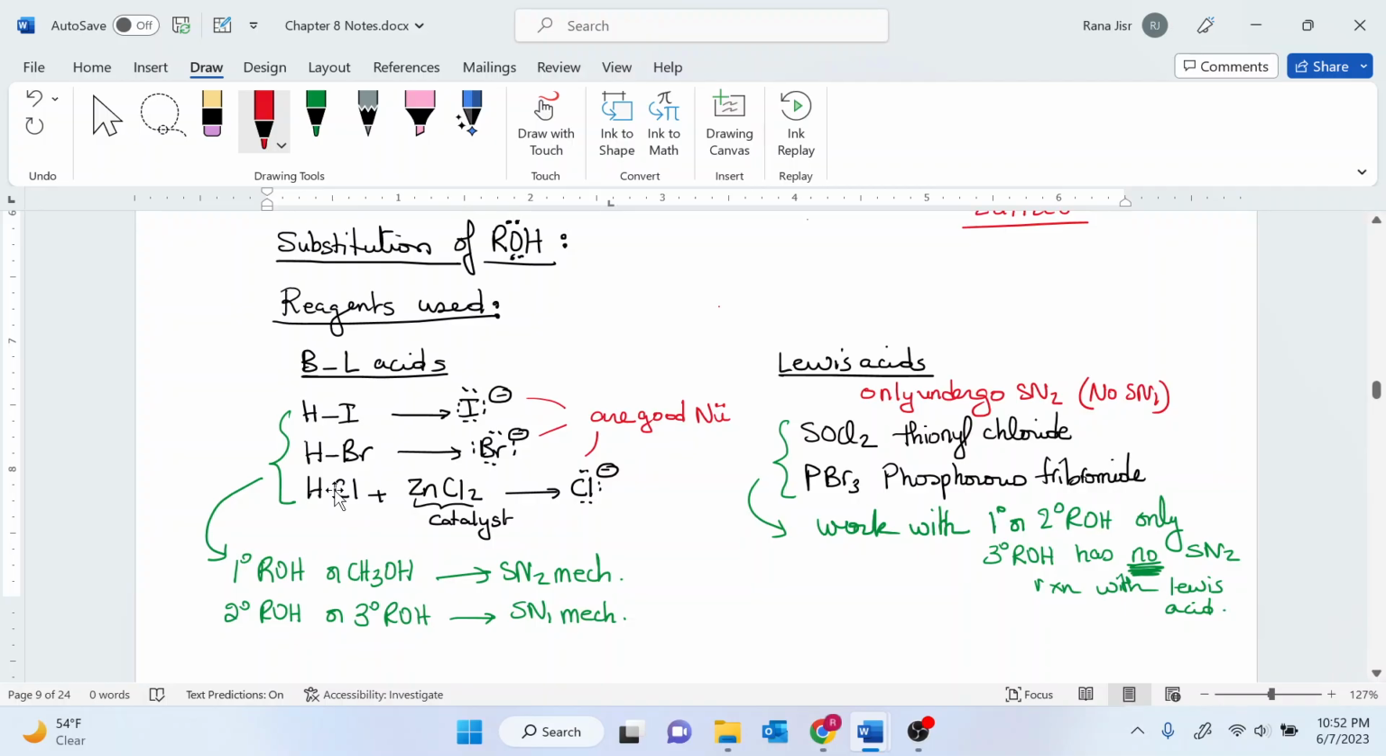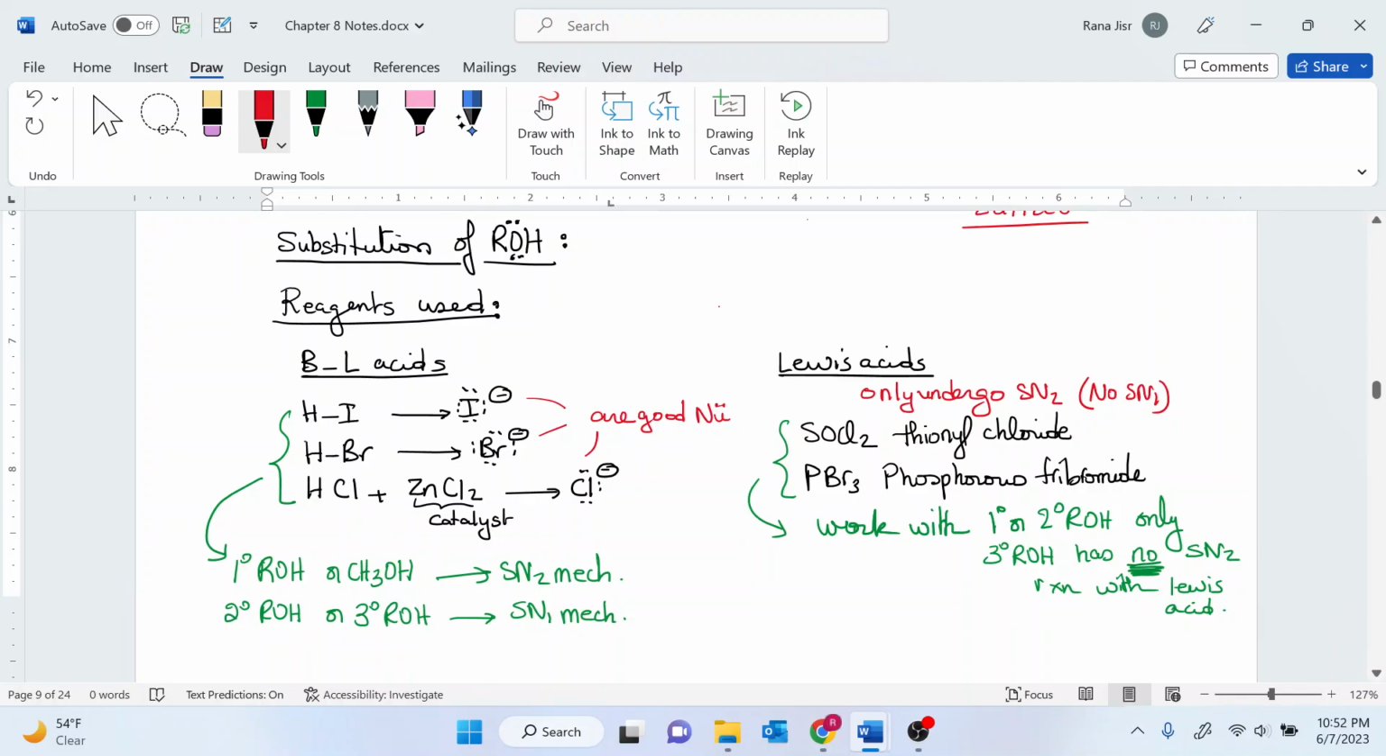Now, HCl is going to be the least reactive among all of these acids. This is why we would need to use a catalyst with HCl. So zinc chloride is just to speed up the reaction. It's not going to show in the product. You're going to generate it back in the product.